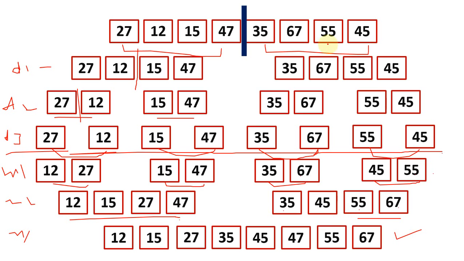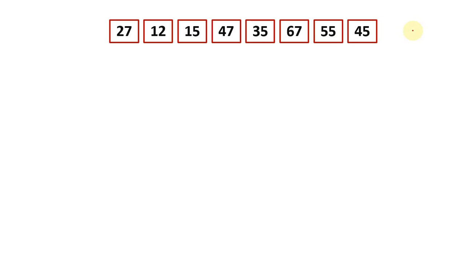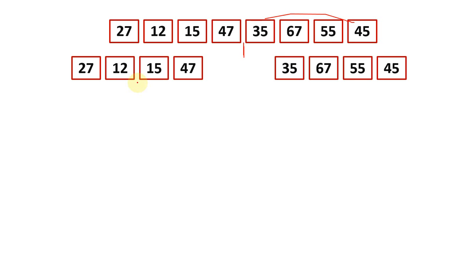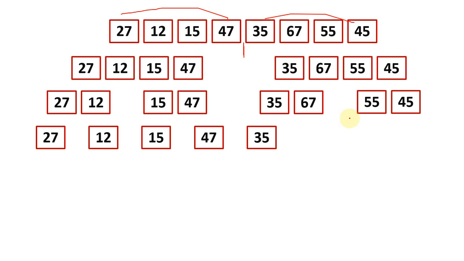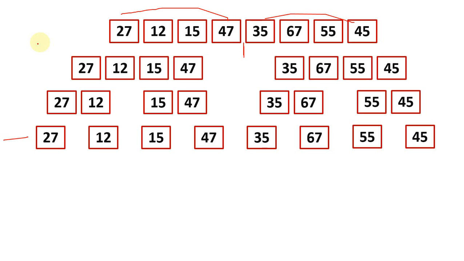So see, this is the sorted list. Once again I will show the same thing. Initially we have the full list, but once you divide it, we have 4 elements here and 4 elements there. Next these 4 elements are again divided into 2 elements each. Here 35, 67 will be in one list, and 55 and 45 will be in another list. Then 27 and 12 will be divided again, so that 27 is separate, 15 is separate, 12 is separate, and likewise 35 is separate, 67 is separate, 55 is separate, and 45 is separate.